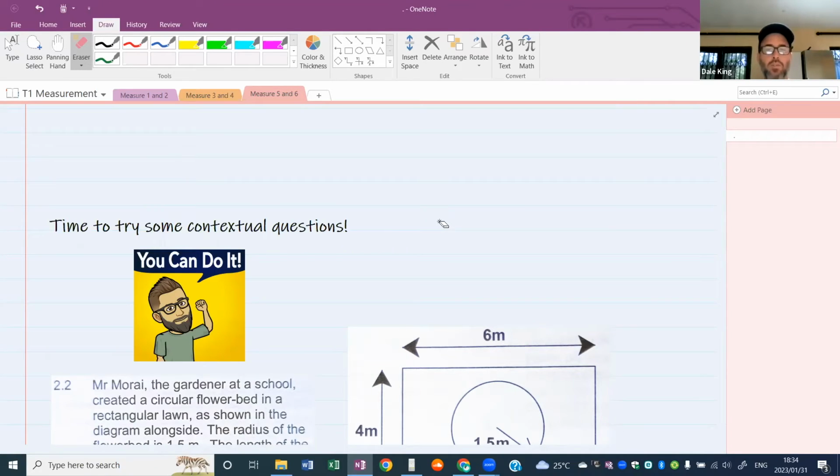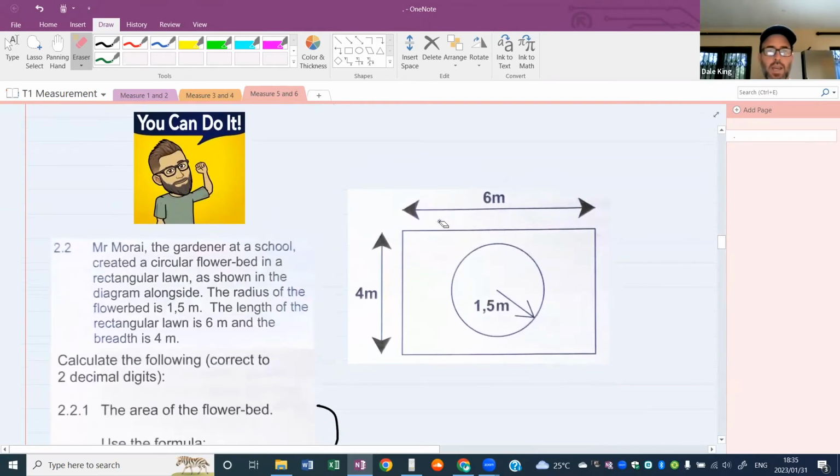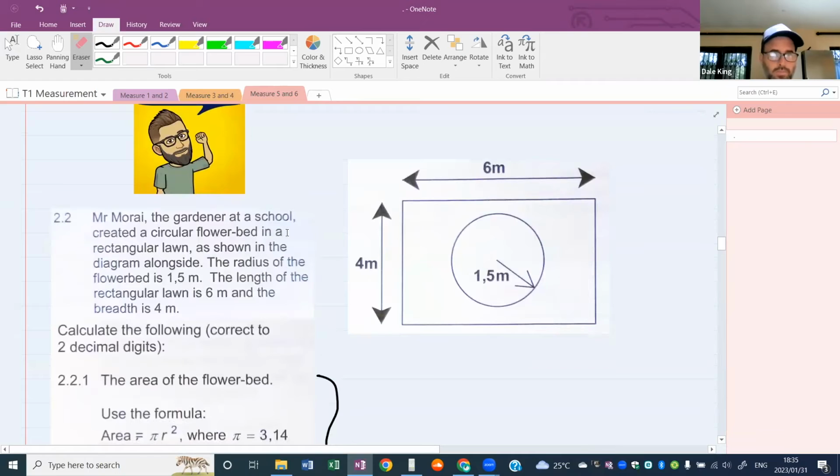So I'm going to give you a contextual question, and then we want to have a look at what questions come after this. Okay, so here is the contextual question. I don't know if you can read it there. I'll read it for you if you can't see. It says, Mr. Morai, the gardener at school, is going to create a circular flower bed in a rectangular lawn. And you can see a diagram there that'll help you.